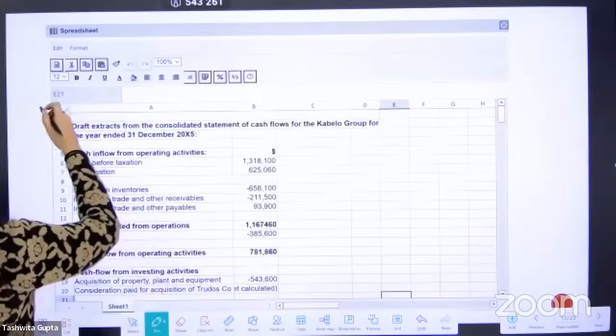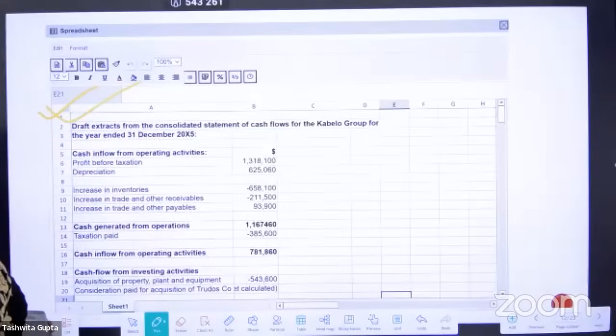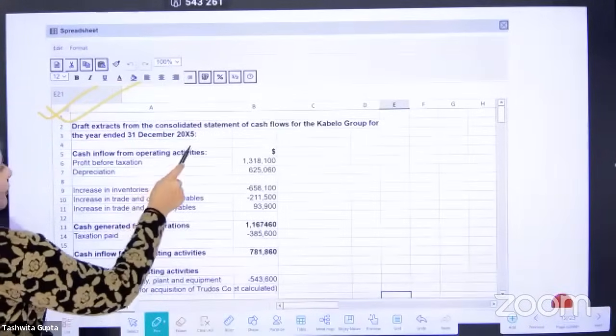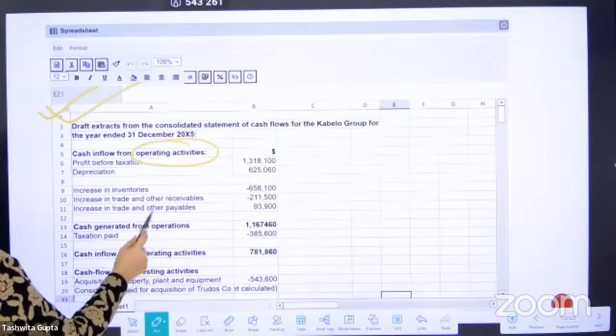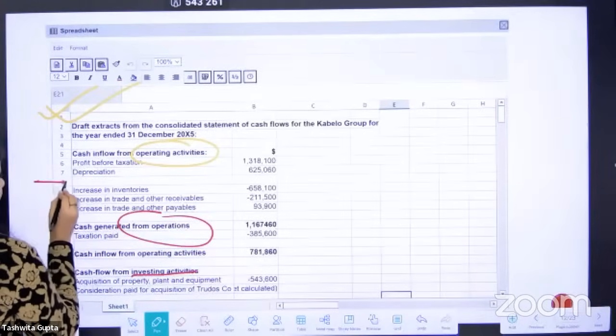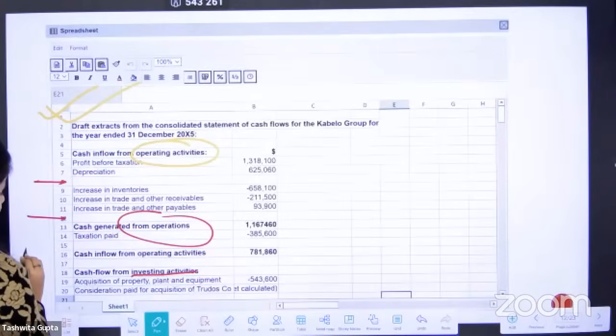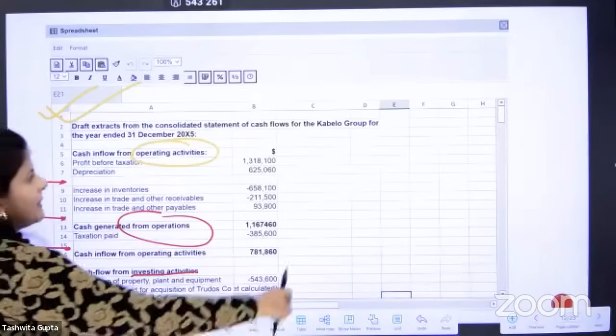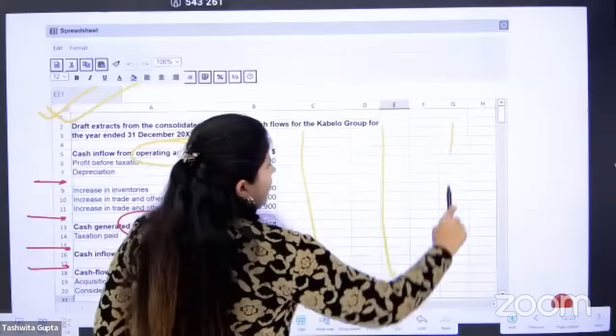So this is an extract. This is the response option. They've given you cash inflow from operating activities, and net cash inflow from operating, from investing. They have left some space. This is left, this is left, this is left, and this is left. And some spaces over here also.